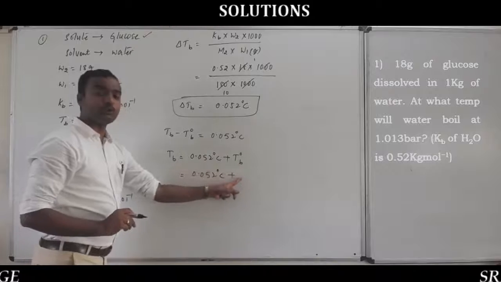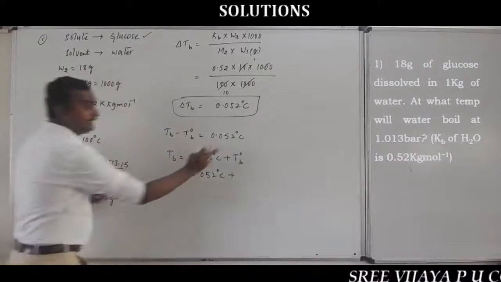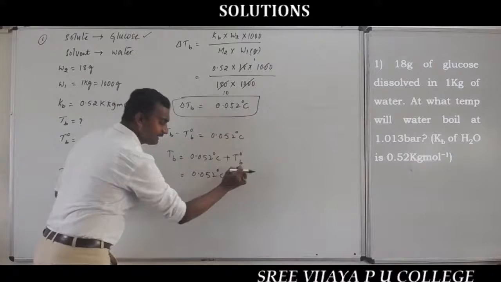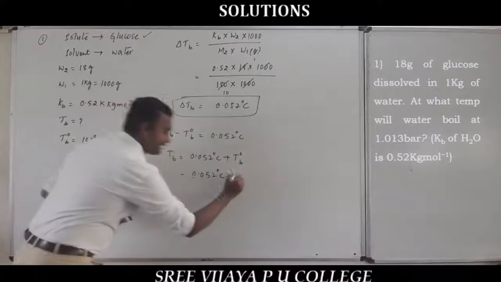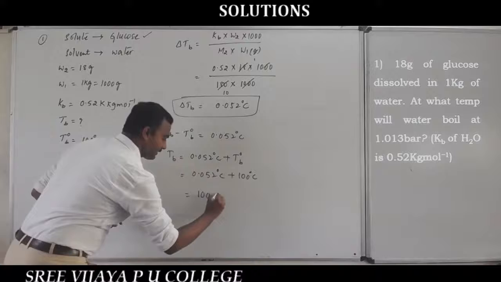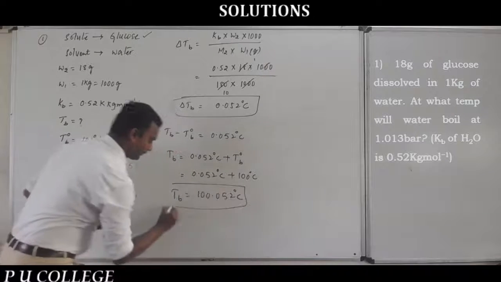Now what should we take for T naught B? Should we take T naught B in degree Celsius or in Kelvin? Since you have taken the difference in degree Celsius, you have to take T naught B in degree Celsius. So that is 100 degree Celsius. That is equal to how much? 100.052 degree Celsius is the boiling point of the solution.